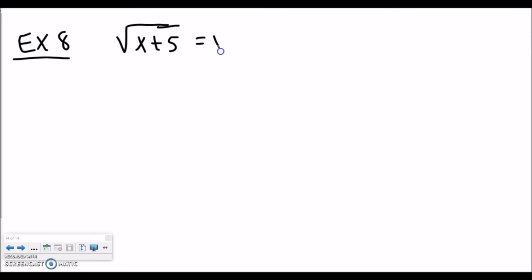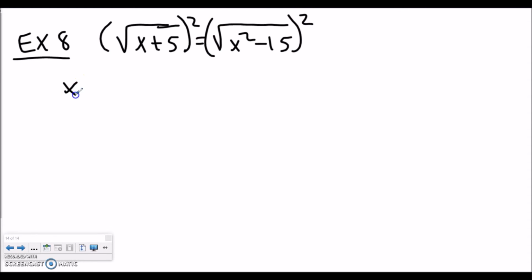Let's try another one. And we're going to combine ideas on example 8. We're going to have two square roots, the square root of x plus 5 and the square root of x squared minus 15. So the initial part stays the same. Square both sides. So x plus 5 equals x squared minus 15.